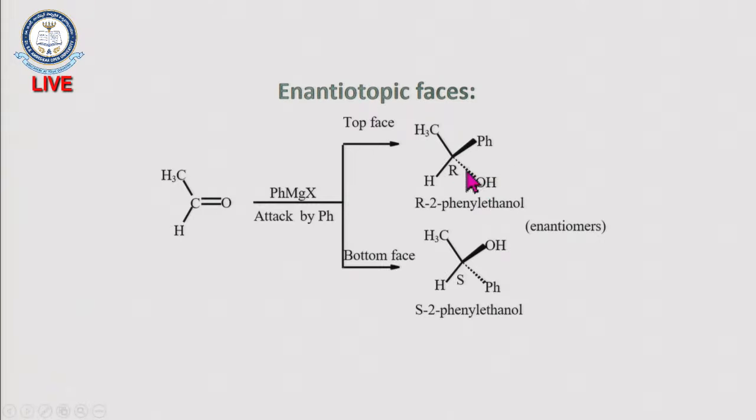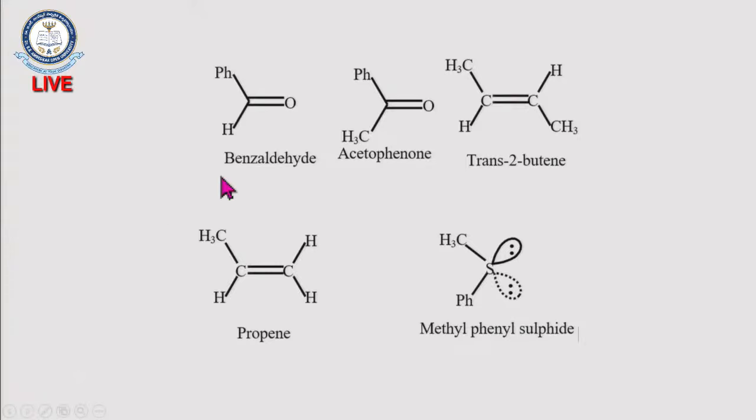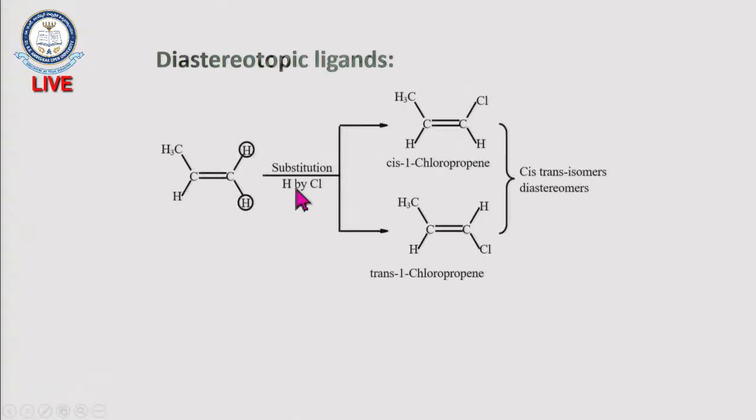So there is no homotopic relationship in this criteria here. Some more compounds participate in the heterotopic enantiomeric relationship here. We can take benzaldehyde or acetophenone. Because the attached groups are different, obviously we will get a heterotopic relationship here. And now the diastereotopic ligands.